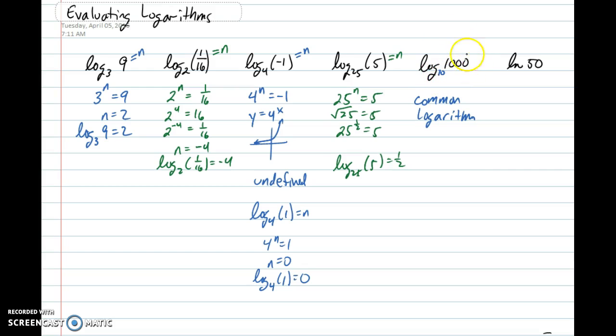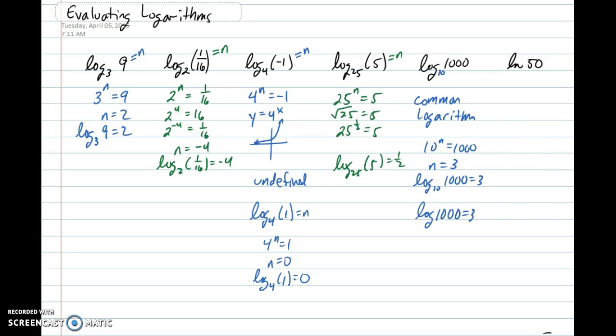But we can solve it the same way. 10 to some power gives me 1,000. So 10 to some power is 1,000. So 10 times 10 times 10 is 1,000. So n is 3. So log base 10 of 1,000 is 3. Or if I don't write the base, because I don't have to if it's base 10, log of 1,000 equals 3.